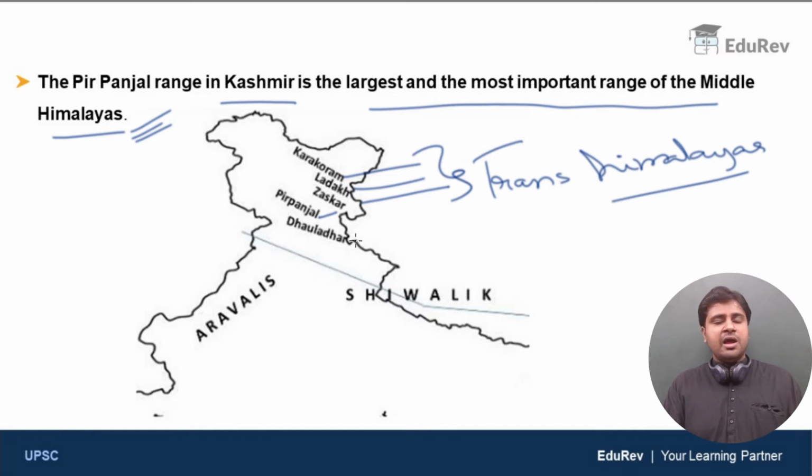So the Pir Panjal and Dhauladhar Range are the ranges of the Middle Himalayas. Clear, right? Now, the point written there is very, very important. The Pir Panjal Range in Kashmir is the largest and the most important range of the Middle Himalayas. So please keep this in mind.